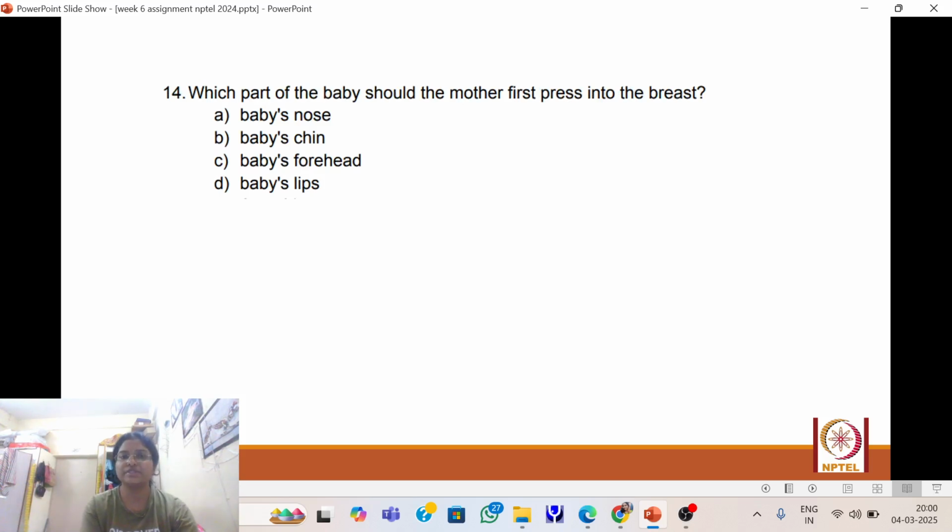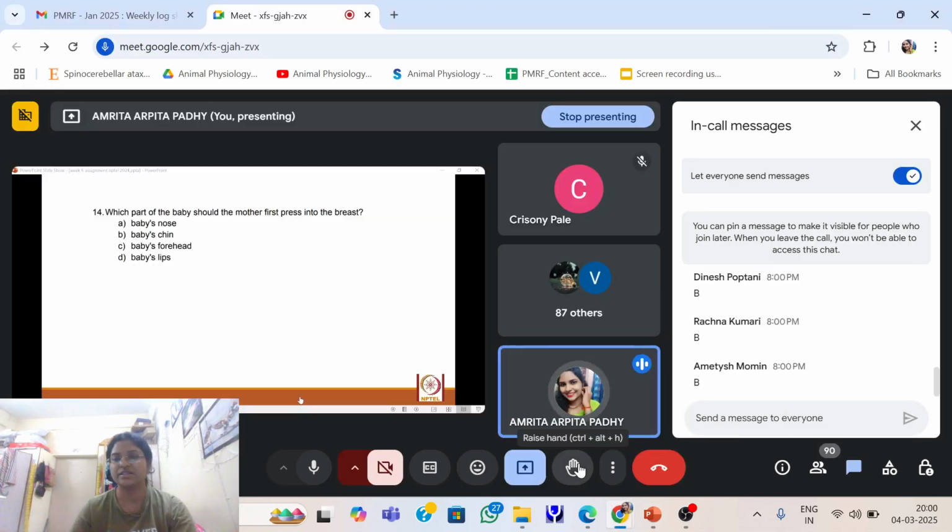Which part of the baby should the mother first press into the breast? Baby's nose, baby's chin, baby's forehead, baby's lips. Start answering.